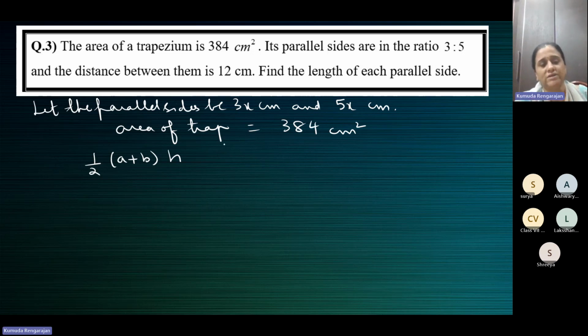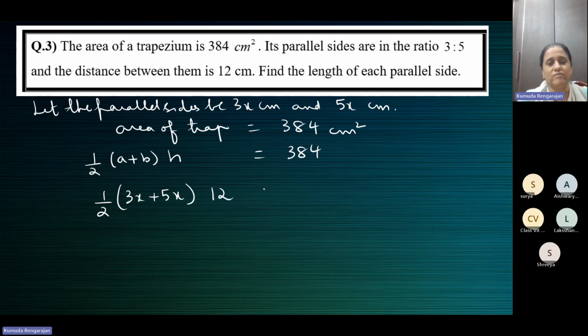The formula to find the area of a trapezium is equal to half sum of the parallel sides into the distance between the parallel sides. So symbolically it is like this, half into A plus B into H is equal to 384. So half into A plus B, sum of the parallel sides, 3x plus 5x into H, that is 12, is equal to 384. Now it's multiplication, so you can cancel.